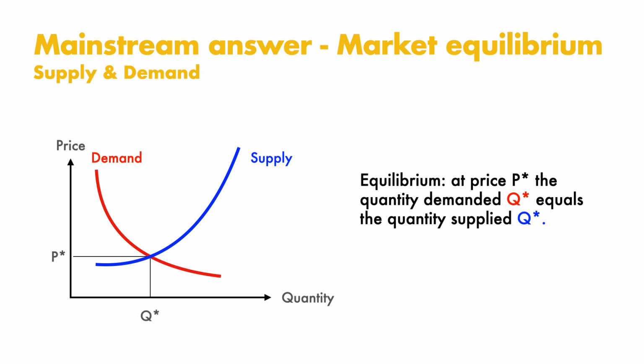The workhorse of neoclassical economics is the supply and demand diagram. Supply and demand are lines in a graph that has price on the vertical axis and quantity on the horizontal axis. Demand is a downward sloping curve. As price increases, demanded quantity decreases. Supply is an upward sloping curve. As price increases, supplied quantity also increases.